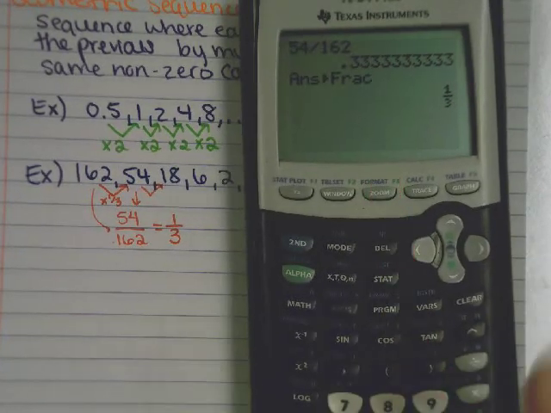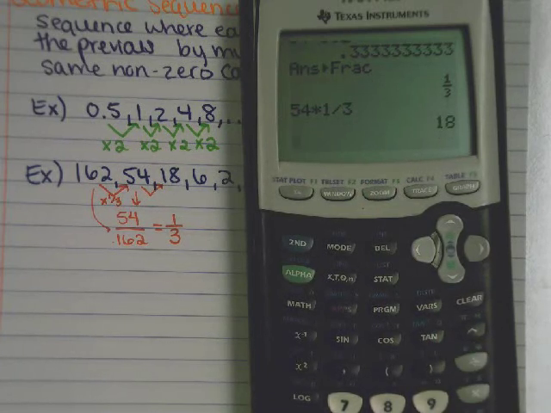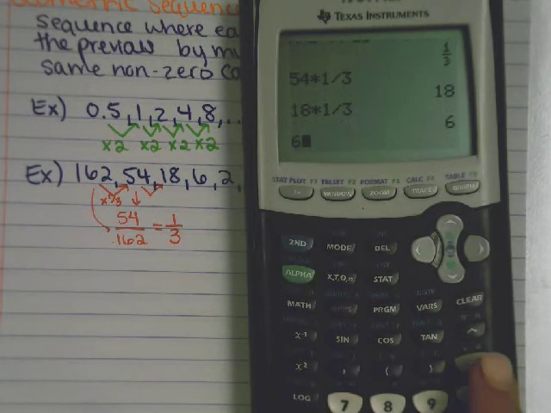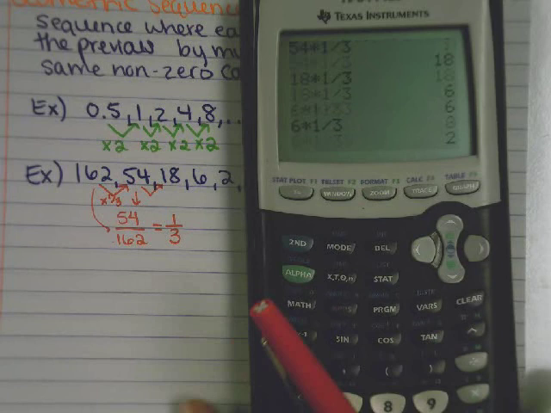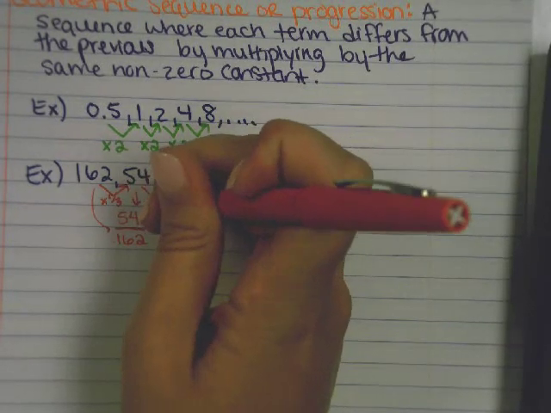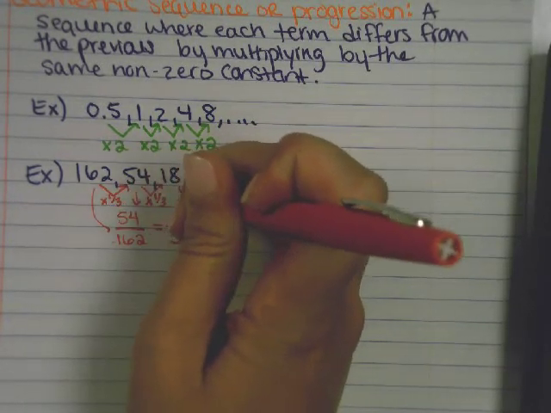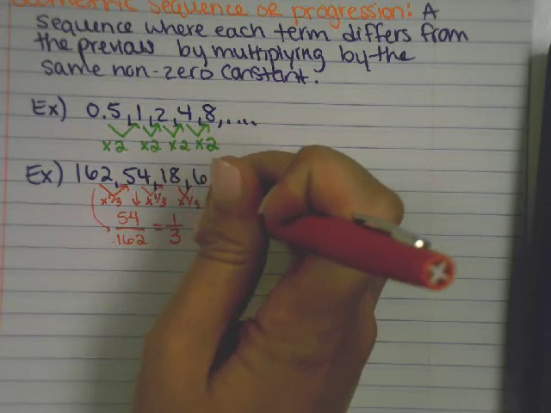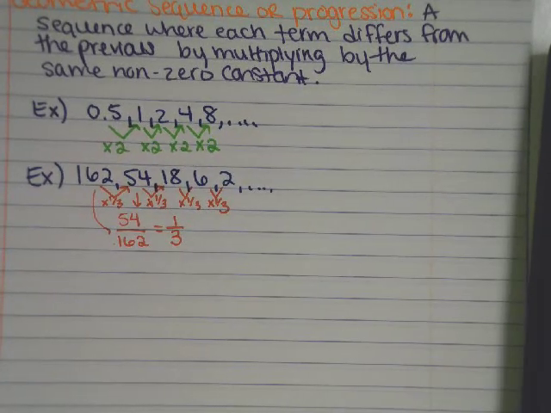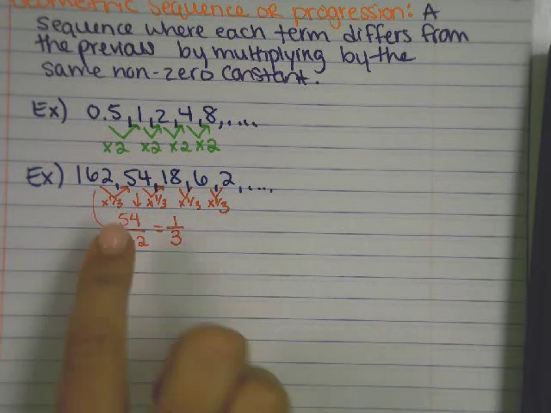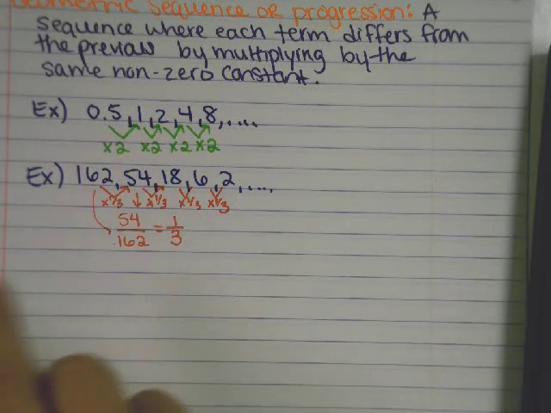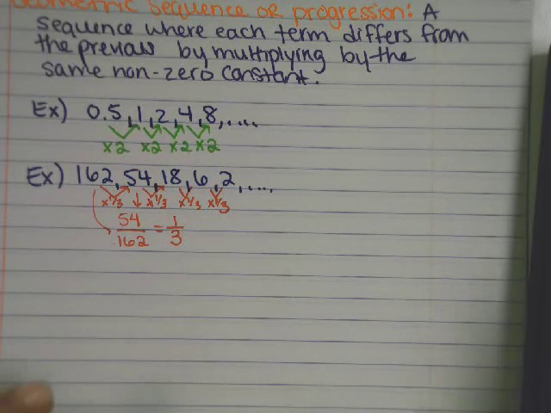To check to make sure that that continues, 54 times 1/3 is 18. Okay, 18 times 1/3 is 6, and 6 times 1/3 is 2. Multiplying by 1/3 is the same thing as dividing by 3. But we always write the multiplication number because whenever we use our formula, it's very important that we use this multiplication number, the 1/3. We don't use the divide by 3 piece.